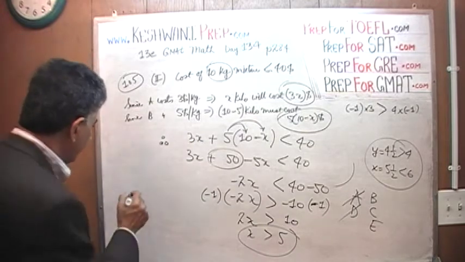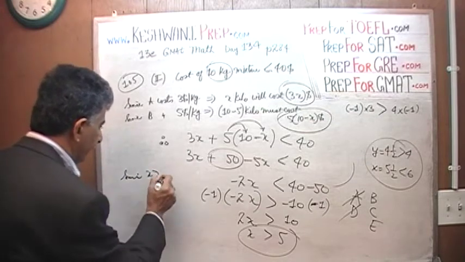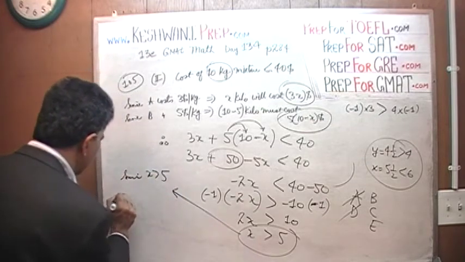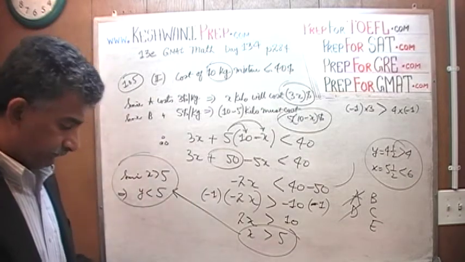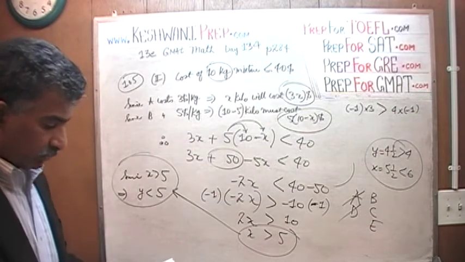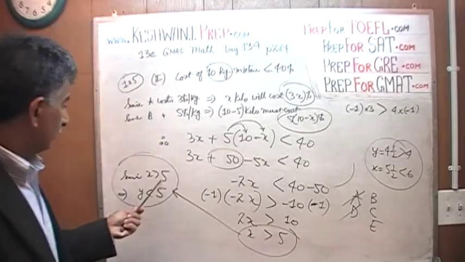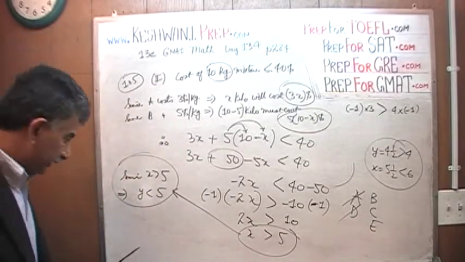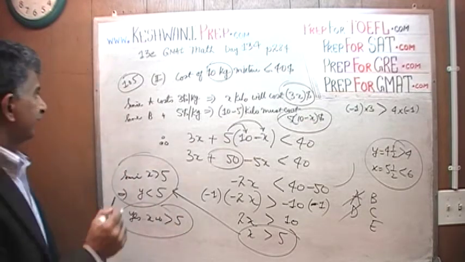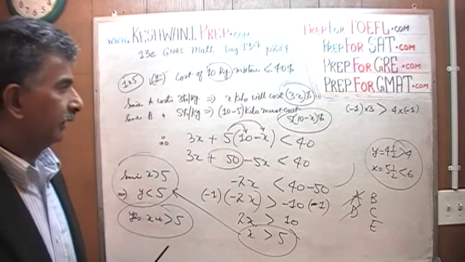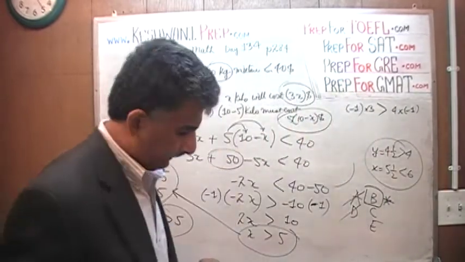Since x is greater than 5, which we just found, that implies that y has to be less than 5. Why? Because they have to add up to 10. The question was, is x more than y? The answer is yes, it is. We just found it. x is more than 5 and y is less than 5. The second statement does the job. The first statement did not. Therefore the answer is B.